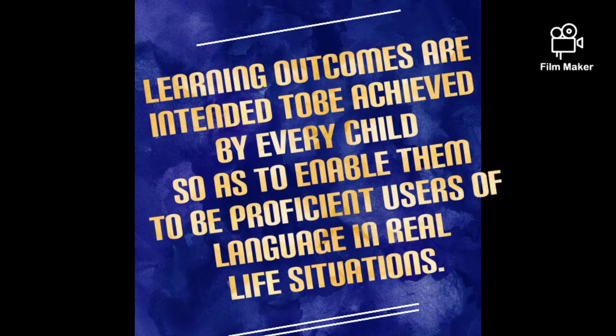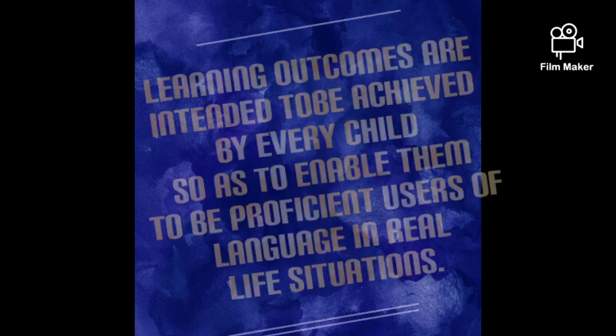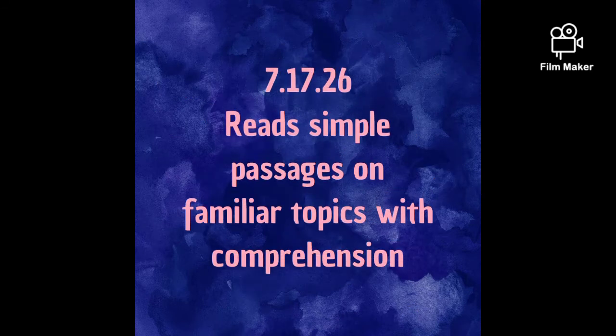Before going into the details of these learning outcomes, we need to understand that English language learning outcomes are intended to be achieved by every child so as to enable them to be proficient users of language in real life situations. In this video, we are going to focus on two learning outcomes.